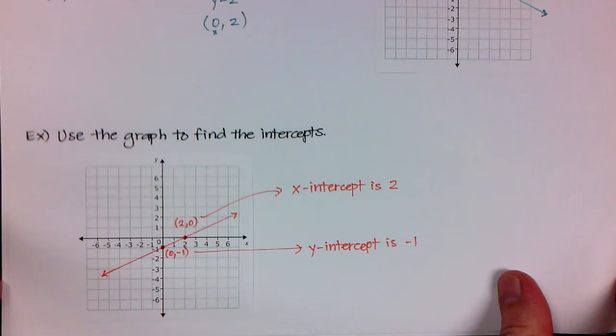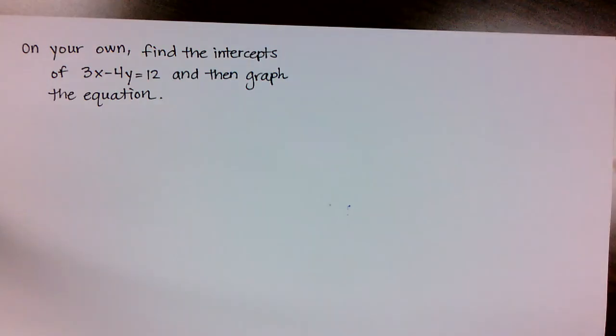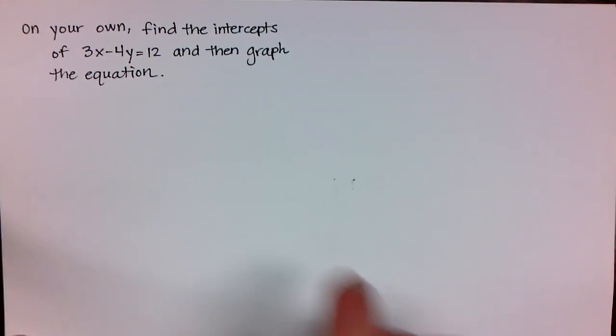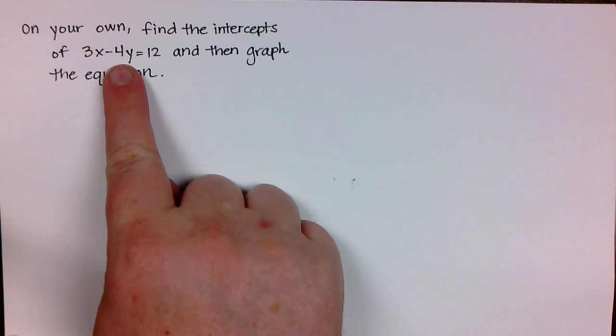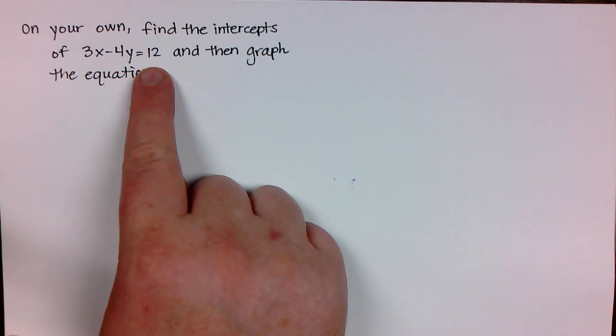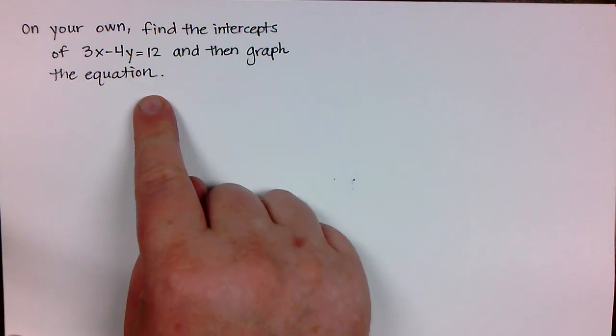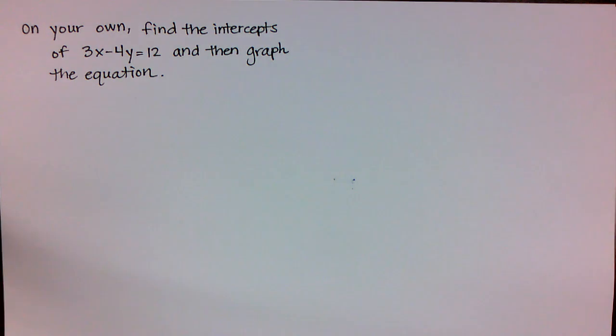Okay, so on your own, I want you to find the intercepts of 3x minus 4y equal to 12, and then at the end I want you to graph the equation using the x and the y-intercept. And that's it. So come with any questions you might have to class, and I'll see you then.